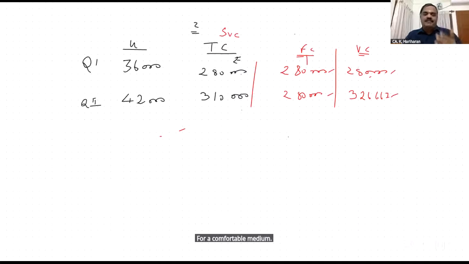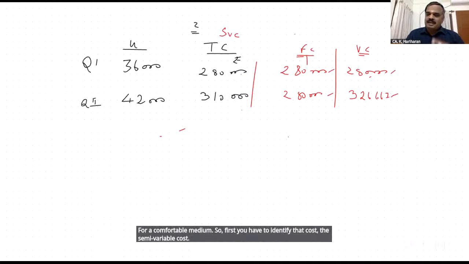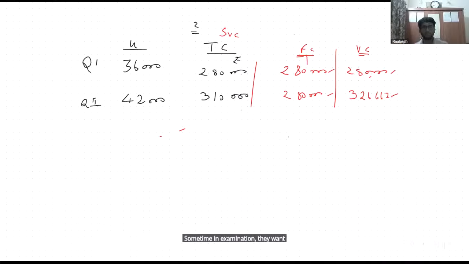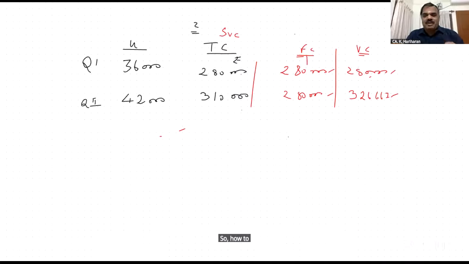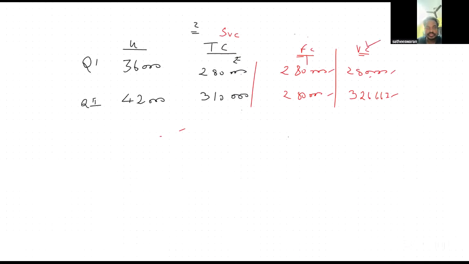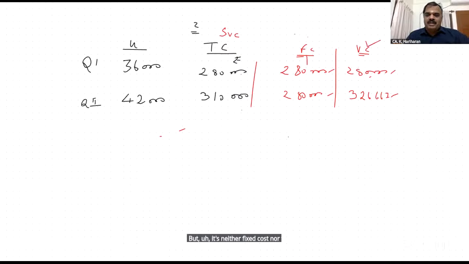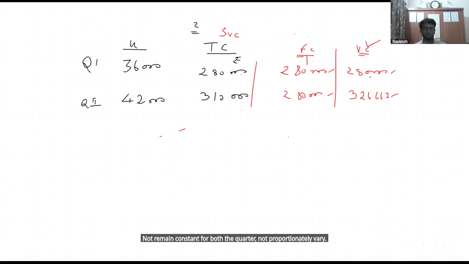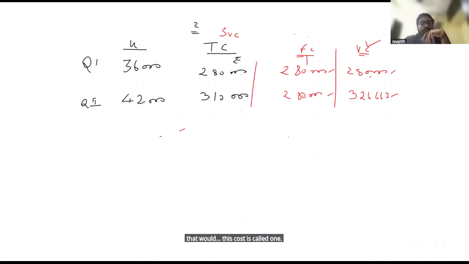So first you have to identify whether the cost is semi-variable or not. Sometimes in examinations, they won't say that the cost is semi-variable. So how do we identify whether the given cost is fixed, variable or semi-variable? If it is fixed cost, total cost should remain constant irrespective of the quantity of production. If it is variable cost, it has to vary according to the volume of production. Whereas if it is neither, not remaining constant for both quarters and not varying proportionately, this cost is called semi-variable cost.